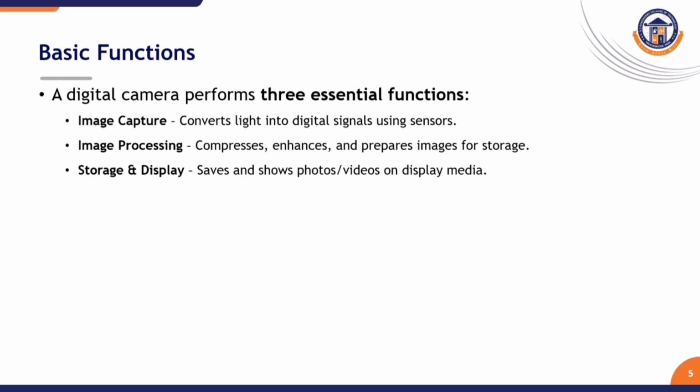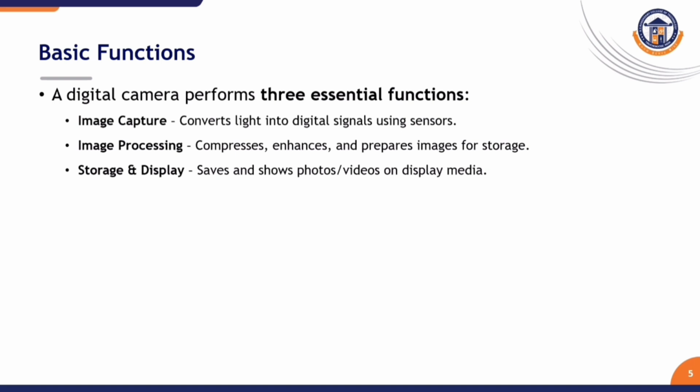Next one is image processing. Image processing compresses, enhances and prepares the image for storage. The raw image data contains noise. Embedded processors perform noise reduction, color correction and image compression. This is where the intelligence of the embedded system plays a major role. Next one is the storage and display.